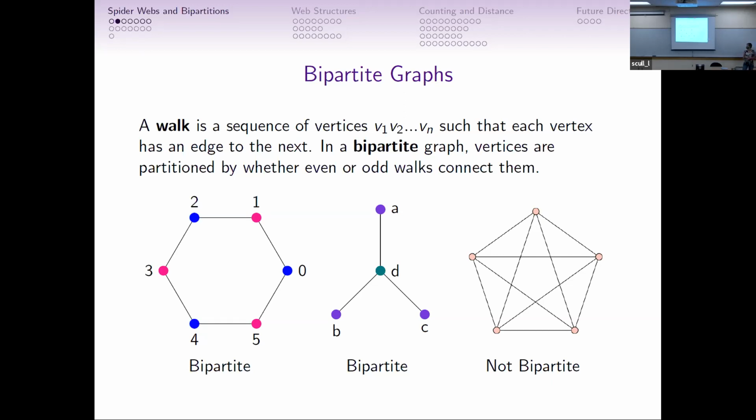I do want to highlight for a star graph, like the one I have in the center, one of those partitions is always just the center vertex, and the peripheral vertices make up the other partition.